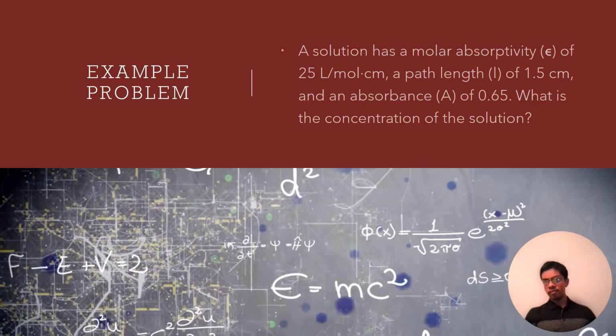So now that you know the basic formulas that you would need to understand this unit, you're going to be able to apply them. So here's an example problem. A solution has a molar absorptivity of 25 liters per mole centimeter, a path length of 1.5 centimeters, and an absorbance of 0.65. What is the concentration of the solution? I'm going to give you a couple of seconds to write this down and take note of the different variables, and then I will show you the work that you would need to use in order to figure out the concentration of the solution.